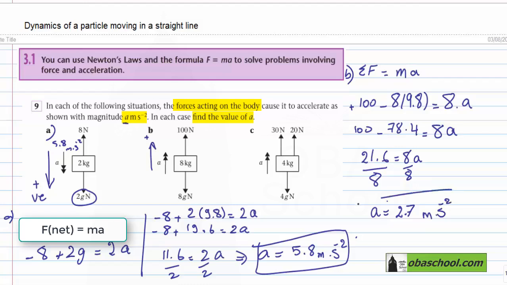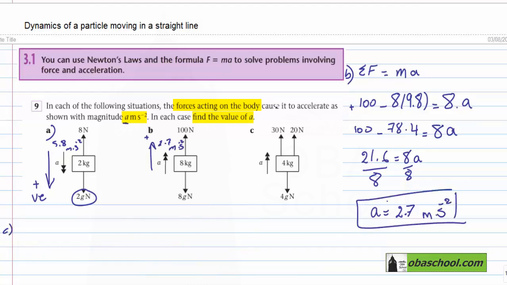Finally, in part C, as you see, there is the object of mass 4 kilograms with 2 applied forces acting upwards, which are 30 and 20 newtons. In addition to the weight 4g, this is 4 the mass multiplied by the gravitational acceleration. And the acceleration is applied upwards, so the positive direction along the y-axis is going to be upwards. Then the summation of forces is equal to ma. This is Newton's second law.